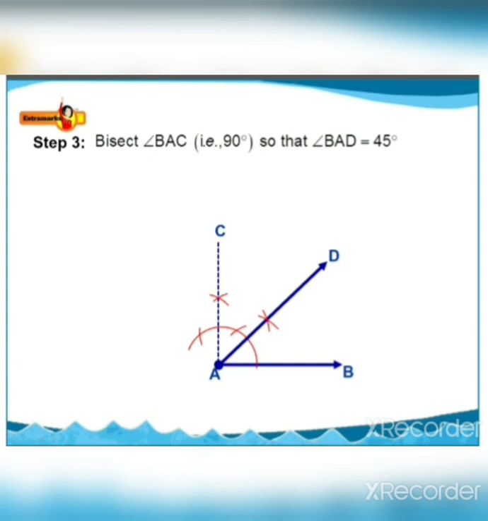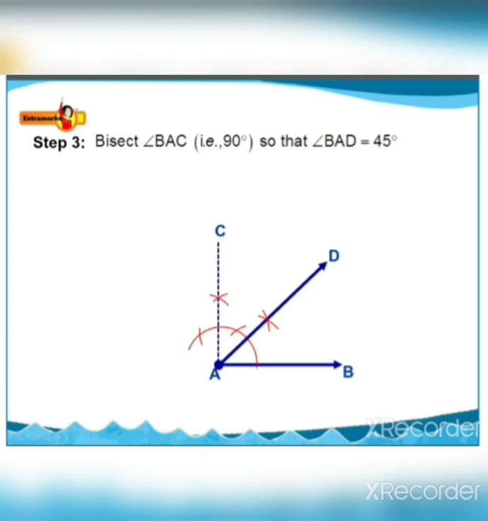So, these are the four constructions which we have seen today. Again, I am repeating, for the construction of angles, you can use a protractor and simply draw by using the protractor and pencil. Also, you can use a ruler and compass and use this method of drawing the construction of angles.